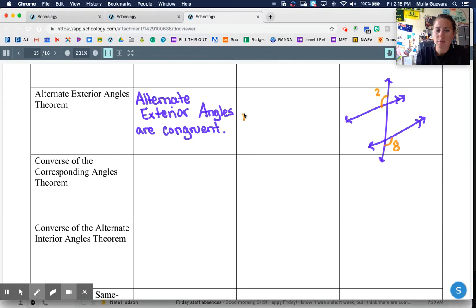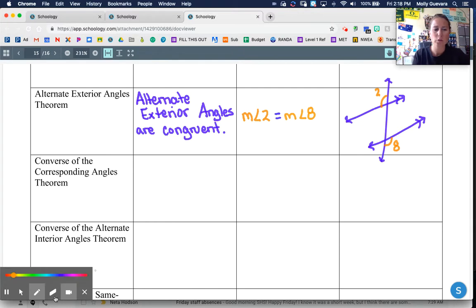Okay, so this tells me that the measure of angle 2 is equal to the measure of angle 8. Again, only if these two lines are parallel can we say that. Whoosh, that was a lot, right? A lot of terms, things like that.